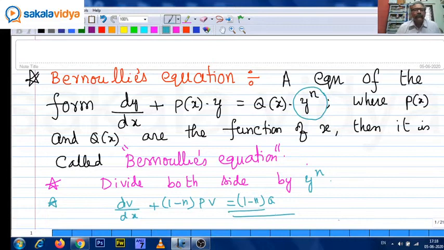Understood now? It may not be asked in the examination, but just remember what Bernoulli's equation is. Variable separable, next homogeneous equations, next non-homogeneous equations, next linear differential equations in two types, next Bernoulli equations. Sometimes by inspection also you may be asked. By inspection, let us see.